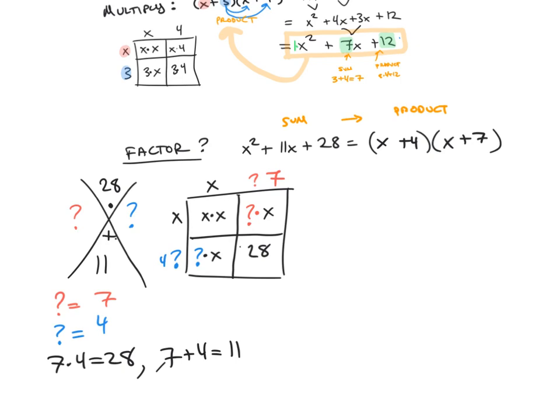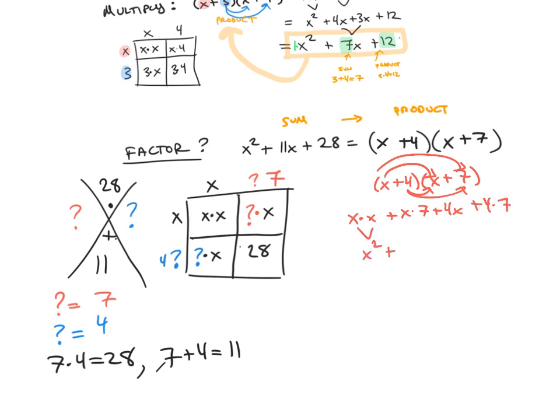And just to prove it to you, with me really briefly, if I multiply x plus 4 the group times x plus 7 the group, let's verify that we get out x squared plus 11x plus 28. So that's x times x plus x times 7 plus 4x plus 4 times 7. So in the front I get x squared plus 7x plus 4x plus 28. And the two middle terms are alike. So that's x squared plus 11x plus 28.